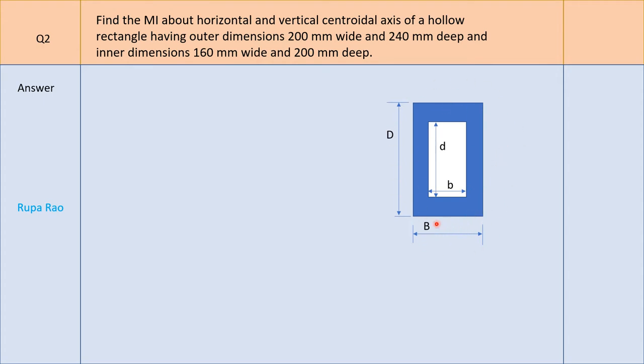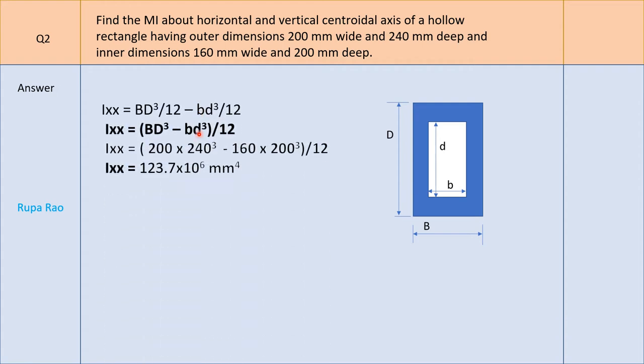The outer dimension is capital B and D, inner dimension is small b and small d. Now the formula for MI about the horizontal axis Ixx for the hollow rectangular section is capital BD cube by 12 minus small bd cube by 12. If 1 upon 12 is taken common, it is bracket open capital BD cube minus small bd cube bracket close divided by 12.